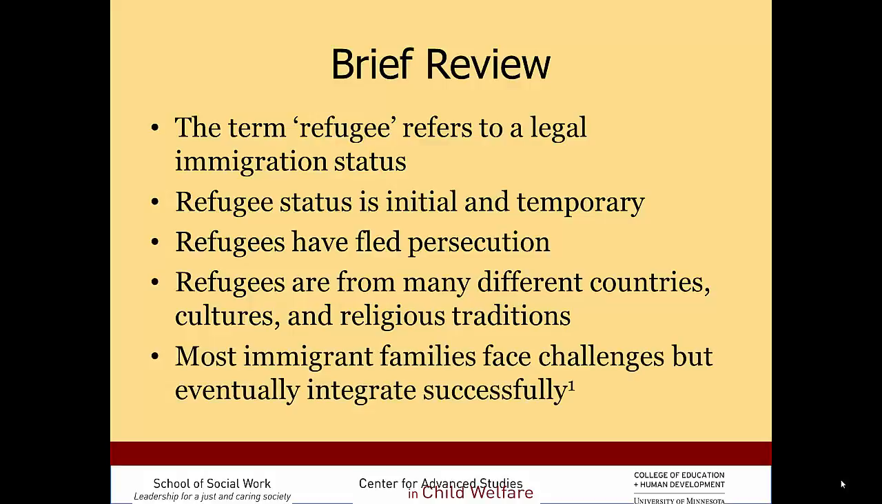Lastly, while child welfare workers are likely to interact with families who are facing many challenges, it is important to remember that most immigrant and refugee families will face challenges, but will eventually integrate successfully.